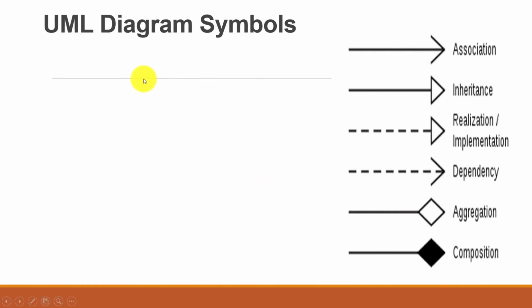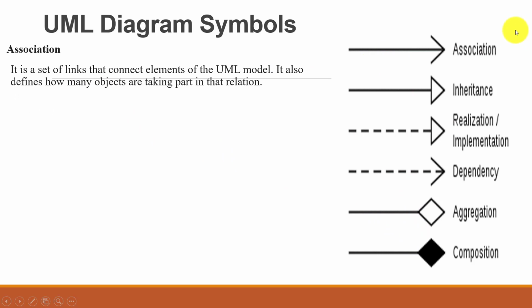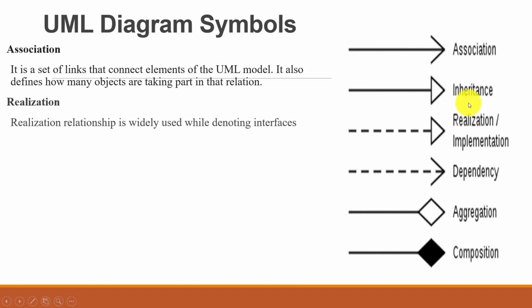Now here the relationships can be described by using UML diagram symbols. So these are the UML diagram symbols. The first is the association. Association gives the connectivity of elements, that is, it defines how objects take part in the relationship. And realization, or you can refer to it as implementation. Implementation means you can implement other system modules, or it is also denoted by interfaces. So realization is denoted by these symbols.